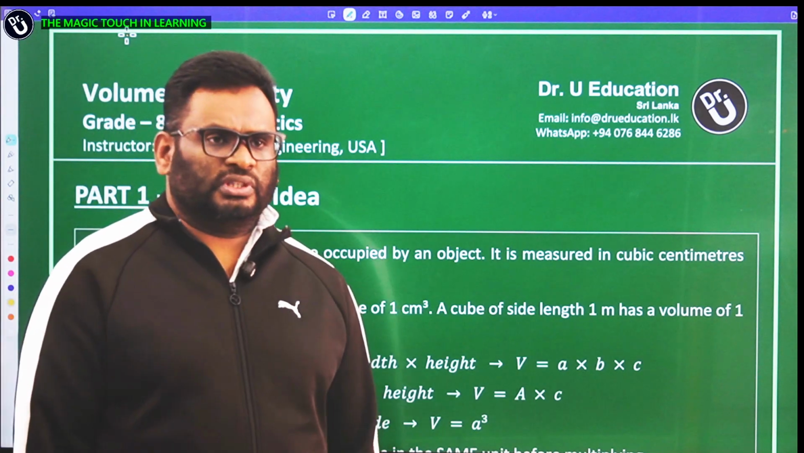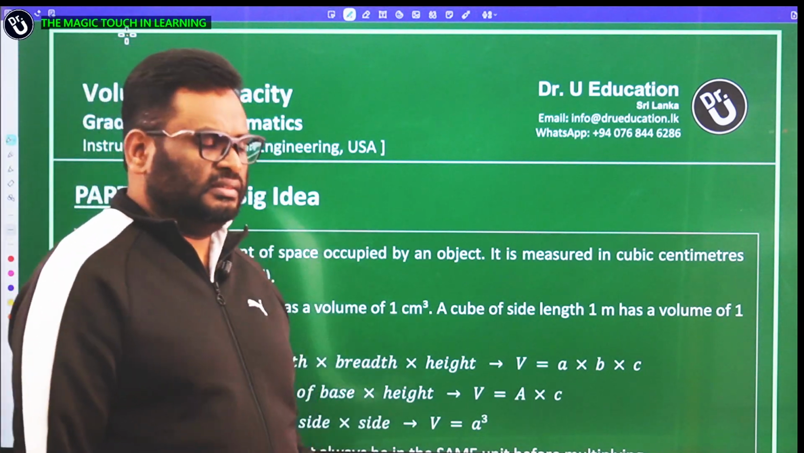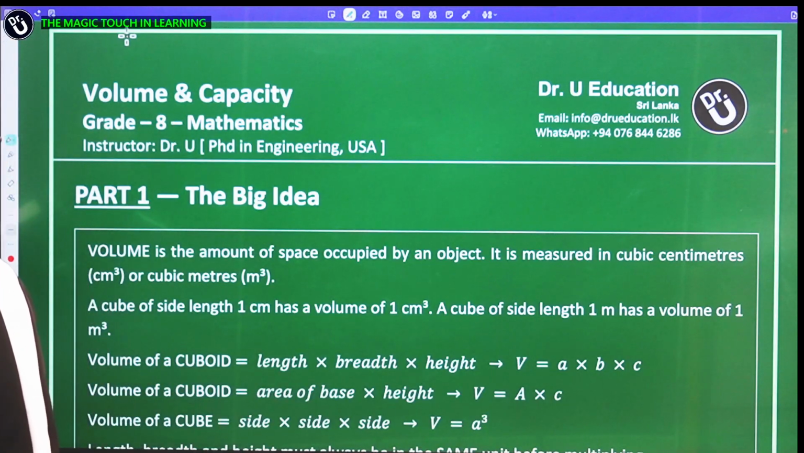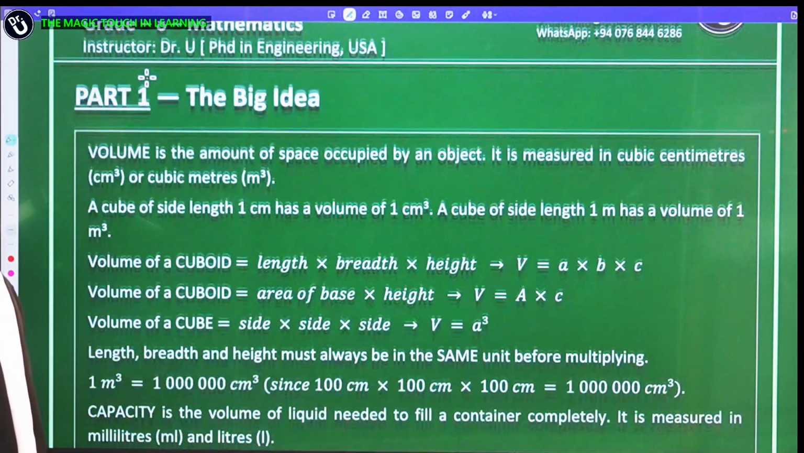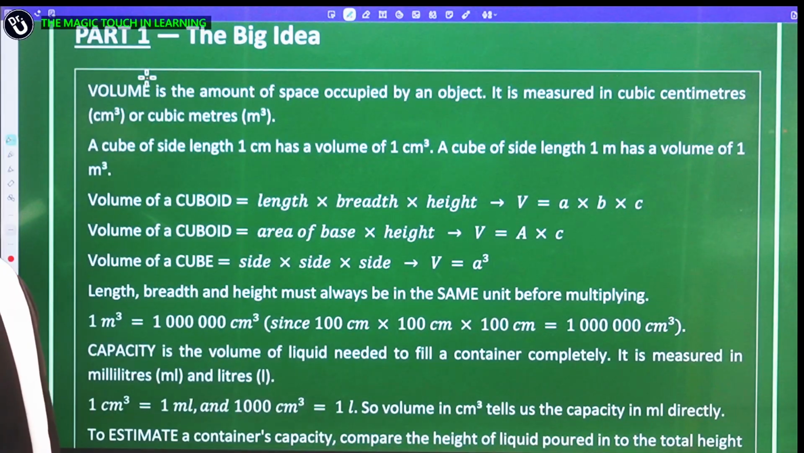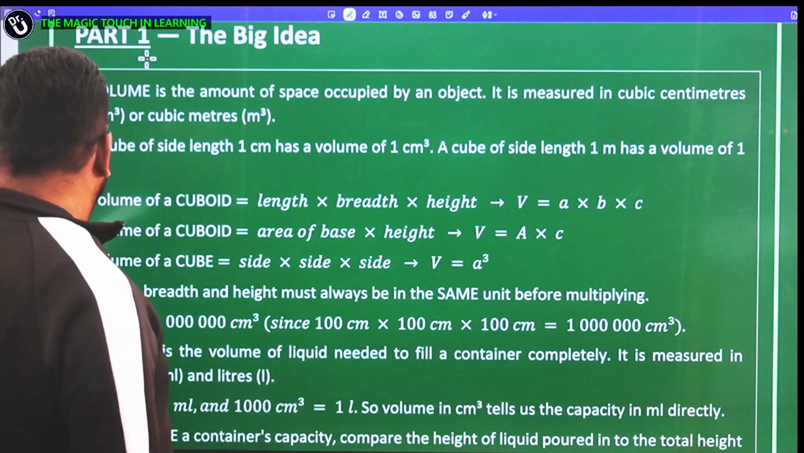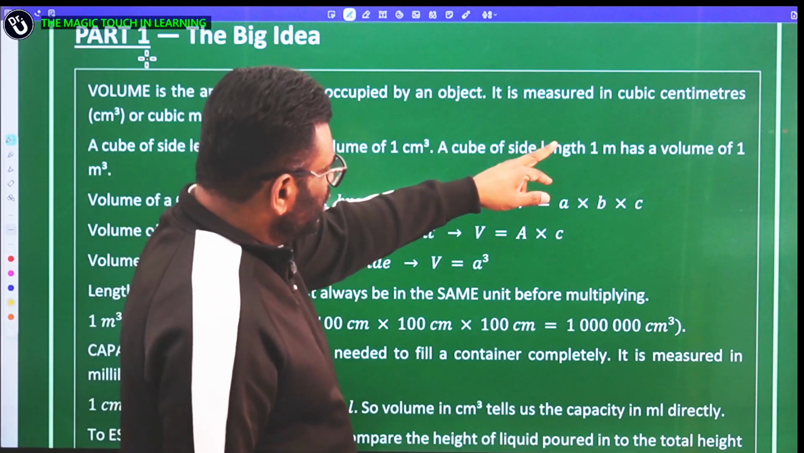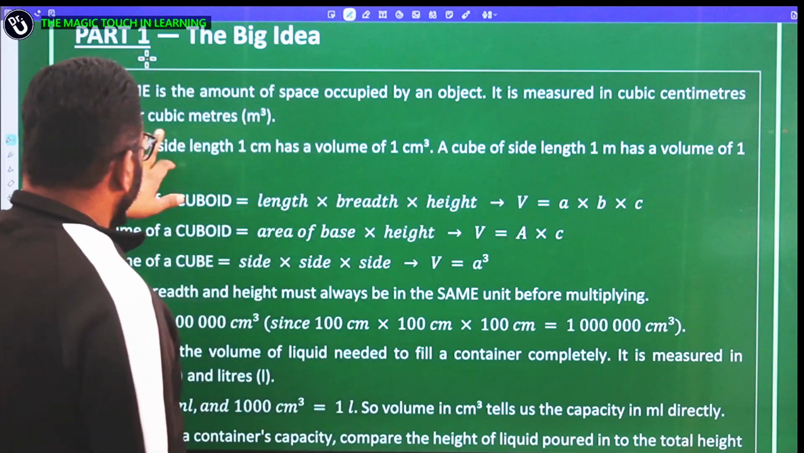Today I'm going to start topic number 18, term 3, volume and capacity. First of all, we will try to find out the definitions. What is a volume? Volume is the amount of space occupied by an object. It is measured in cubic centimeters or cubic meters.